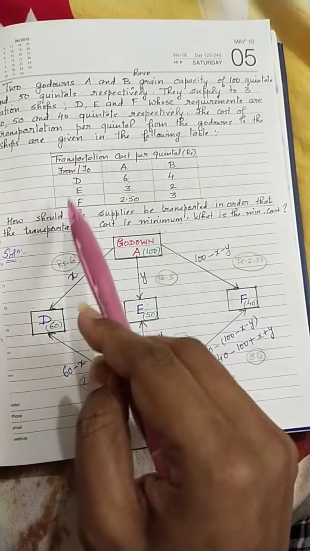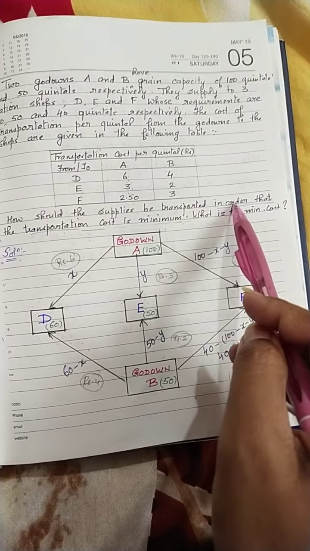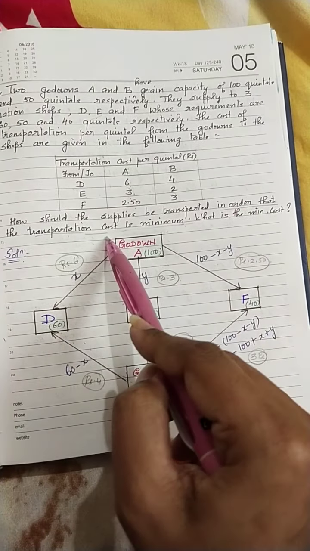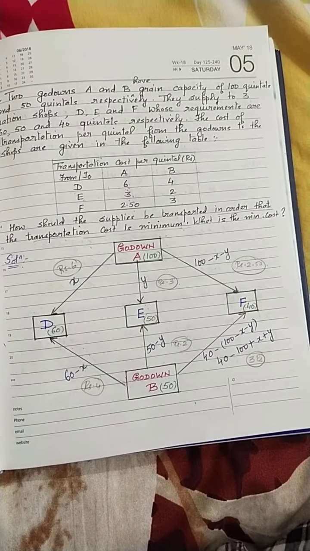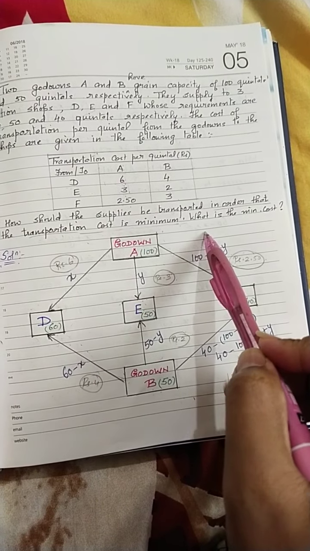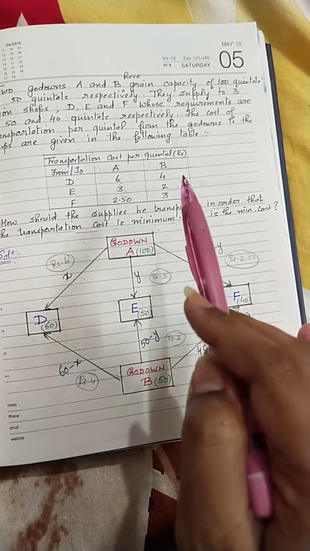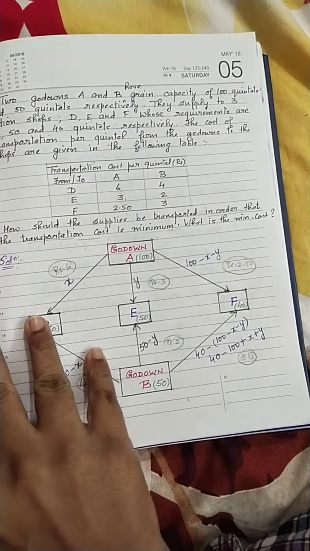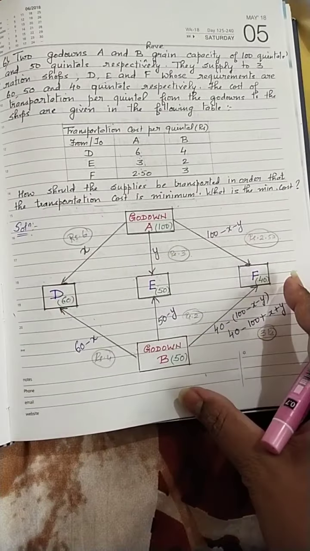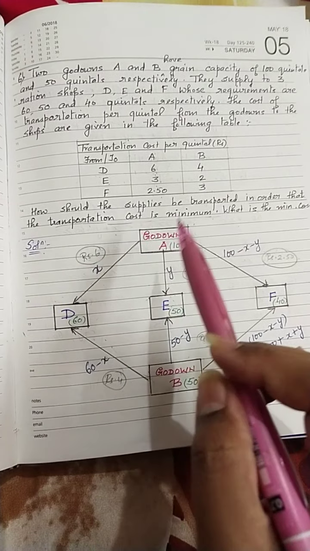Now see the question. What is the question? How should the supplies be transported in order that the transportation cost is minimum, and what is the minimum cost? That is your objective. How much can you supply so that the cost becomes minimum?